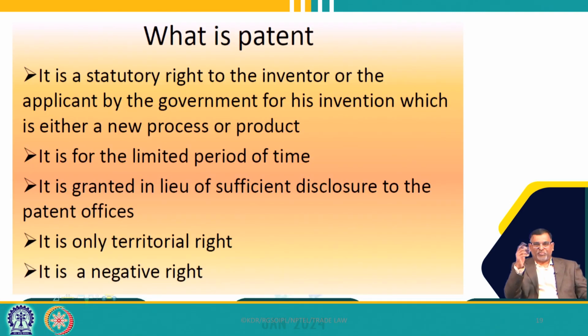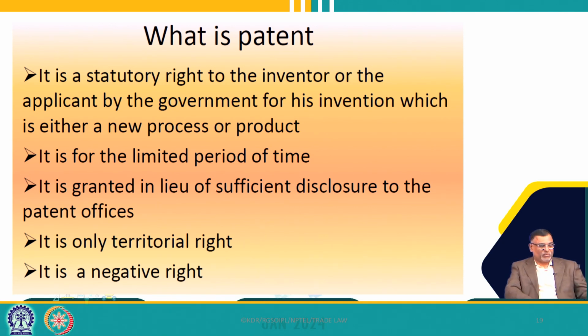And then patent, as we already said, is a statutory right given to the inventor. It is a statutory right, and this right is for a limited period of time, and it is restricted to 20 years. And this is granted on the same philosophy, which is granted by the king. So, disclosure to the public, it is not only to the patent office, disclosure to the public, and it is a territorial right which I already said, and it is a negative right.